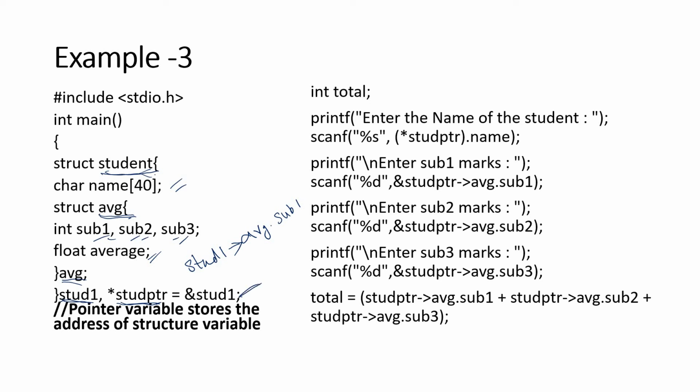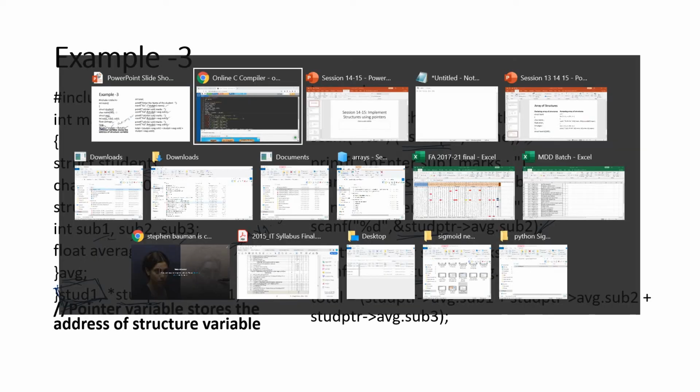Here I am assigning the address of the structure variable to the pointer variable. Okay, and I am getting the input of the name. I am getting subject 1, subject 2, subject 3 using the pointer, not using the ordinary normal variable. You may ask me, if I have only the pointer variable without this variable, can we access the members, or can we get the input from the user? Yes, it is possible.